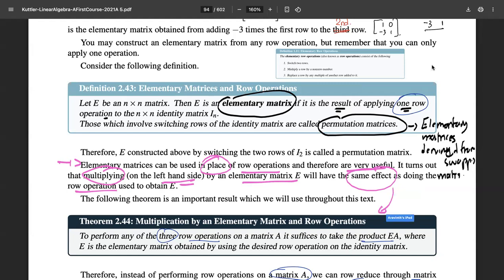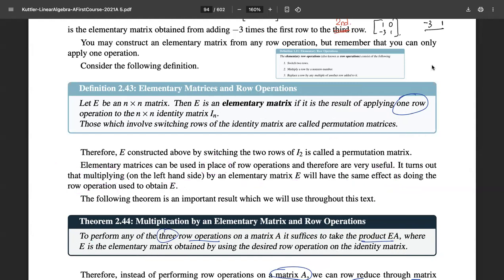To perform any one of the 3 row operations on matrix A, it suffices to take the product EA, where E, so we are multiplying E on the left, is the elementary matrix that's obtained using the desired row operation on the identity matrix.